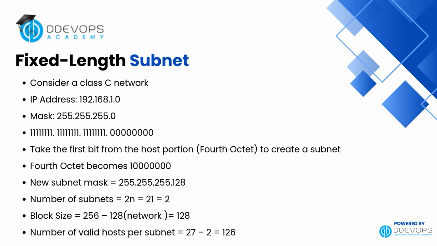192.168.1.128 to 192.168.1.255. Finally, the number of valid hosts per subnet is calculated as 2 to the power of 7 minus 2 equals 126 hosts. We subtract 2 because one address is reserved for the network address and one for the broadcast address. So, in summary, by borrowing 1 bit from the host portion, we divided our network into 2 subnets, each capable of supporting 126 valid hosts.